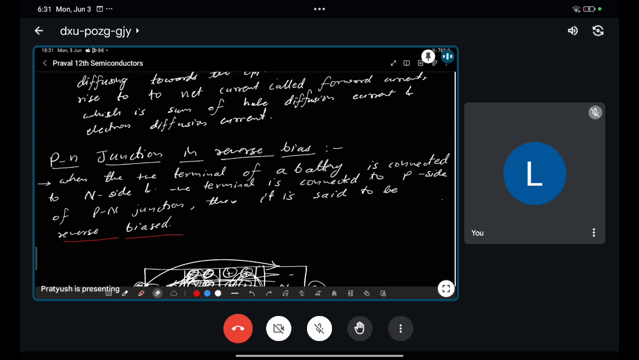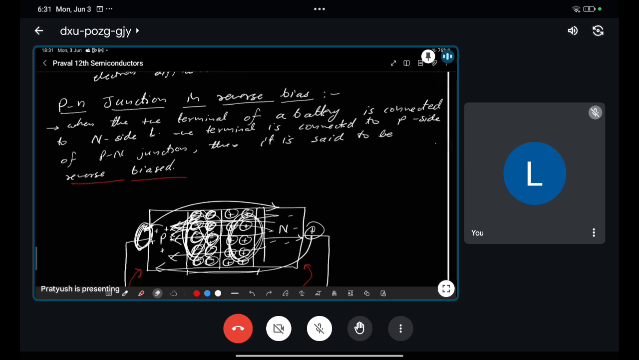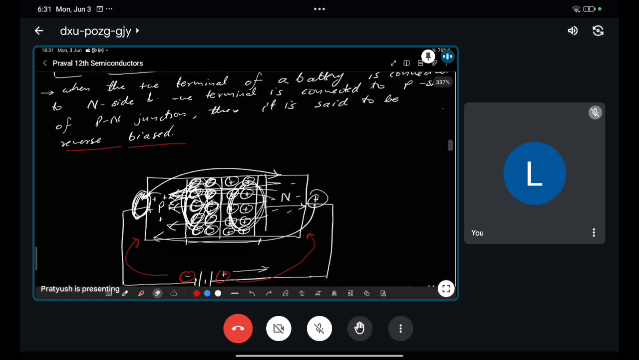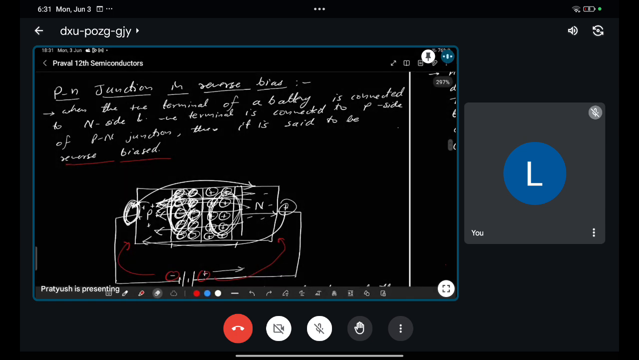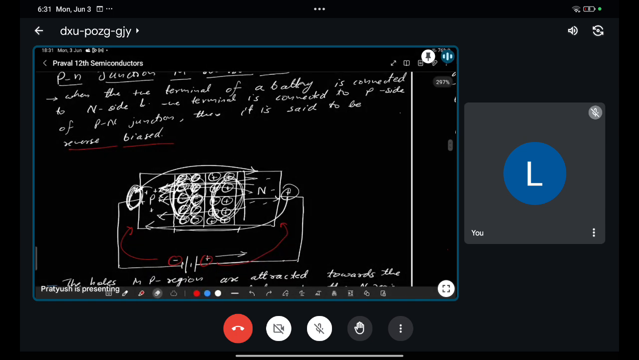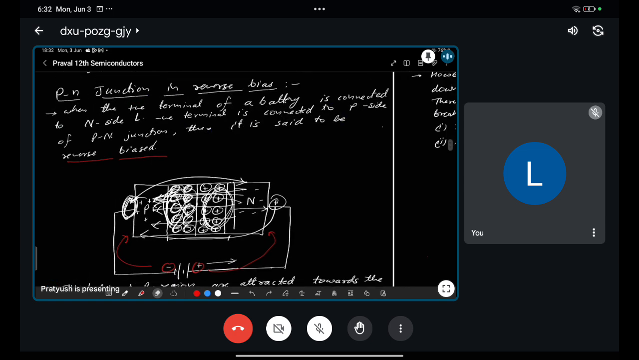Fine. Next is PN junction in reverse bias. In reverse bias, what is happening? We are connecting the battery in reverse order of the previous case. The positive terminal of the battery is connected with the N side and the negative terminal is connected with the P side. Okay. This is called reverse bias. Now, what happens when the diode is reverse biased? We shall study it in our next class tomorrow.